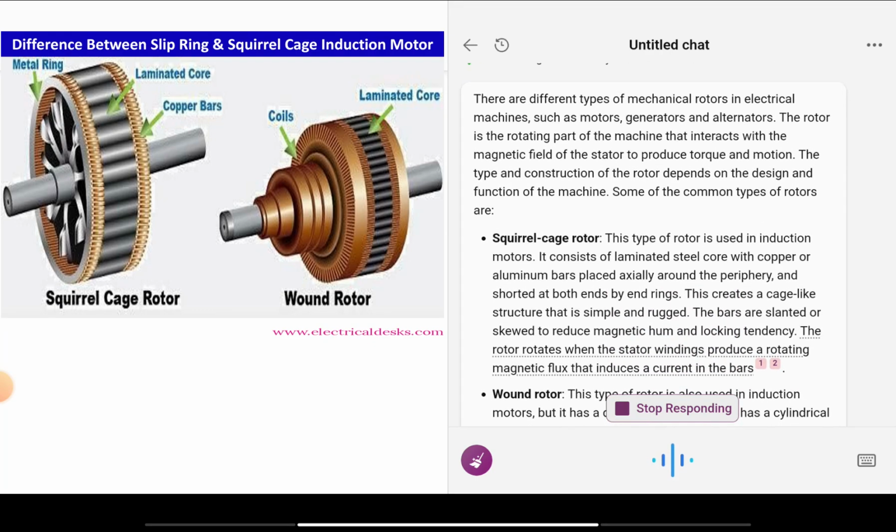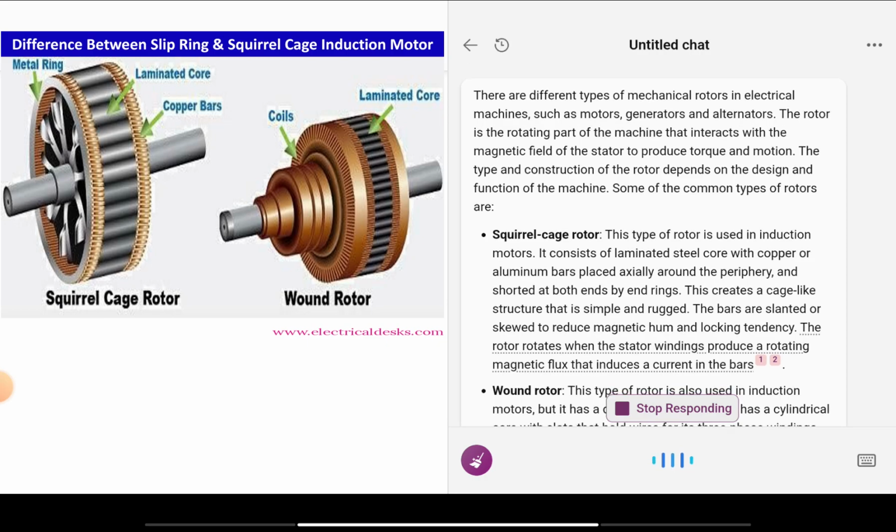This type of rotor is used in induction motors. It consists of laminated steel core with copper or aluminum bars placed axially around the periphery and shorted at both ends by end rings. This creates a cage-like structure that is simple and rugged. The bars are slanted or skewed to reduce magnetic hum and locking tendency. The rotor rotates when the stator windings produce a rotating magnetic flux that induces a current in the bars.